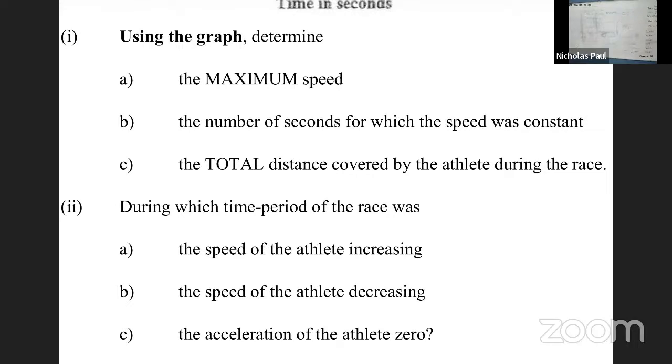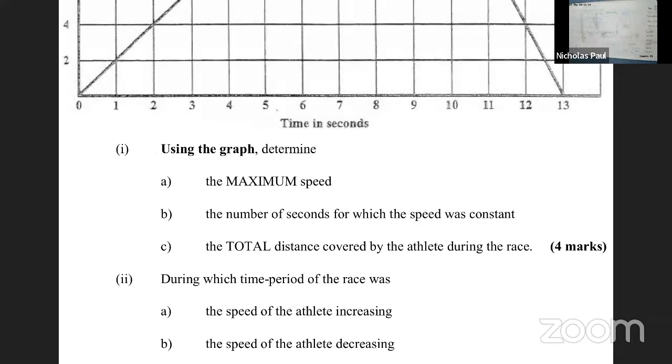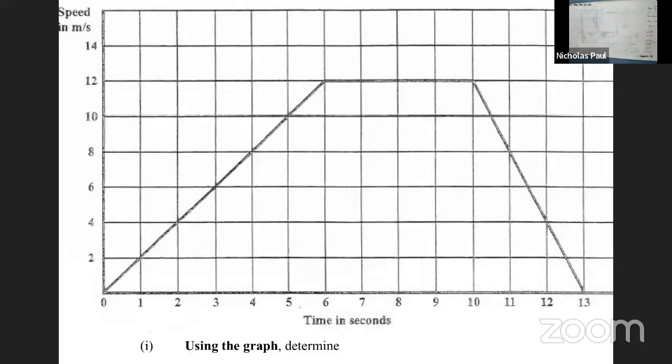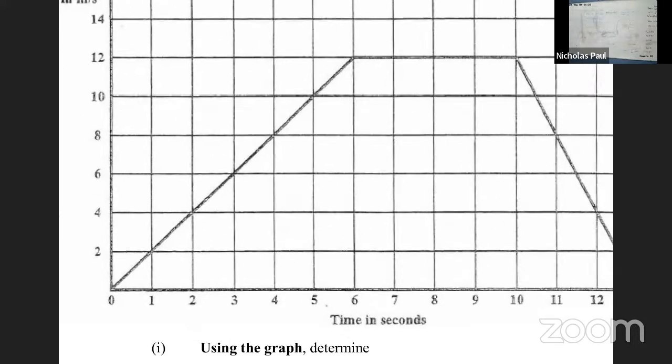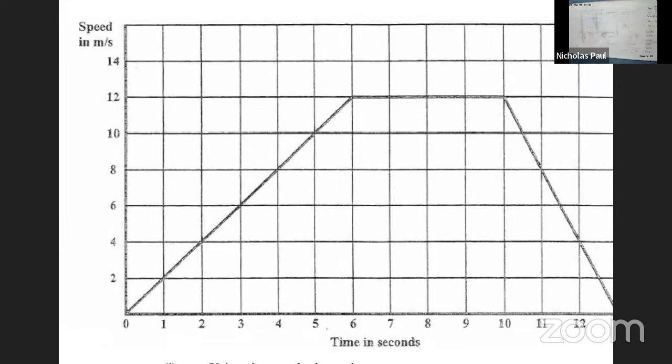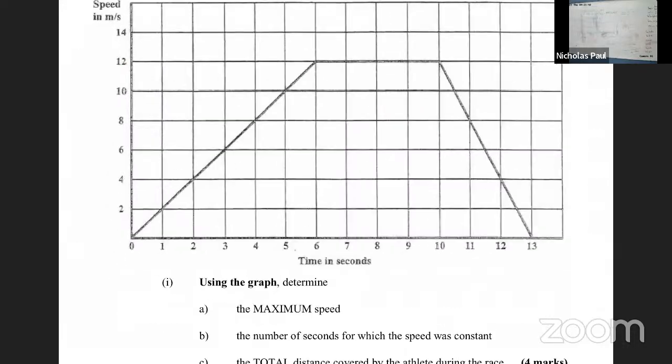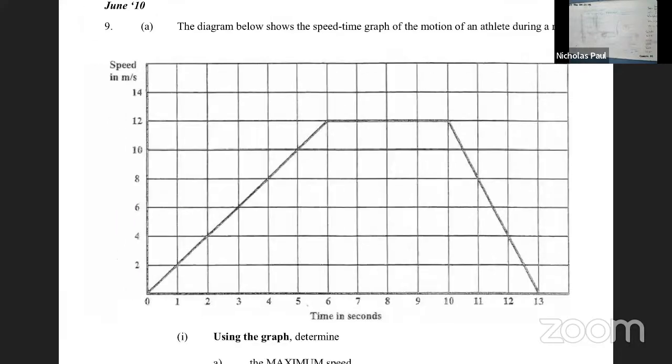All right, so let's take a look at it. Ready? Right, so let's go to the graph. Nikolai, help me with the first part. From the graph, what's the maximum speed? Remember, 12 meters per second. Look at the SI unit up here. So the maximum speed is all the way up here, 12. Everybody okay with that? The number of seconds where the speed is constant. Speed is constant in the horizontal part.